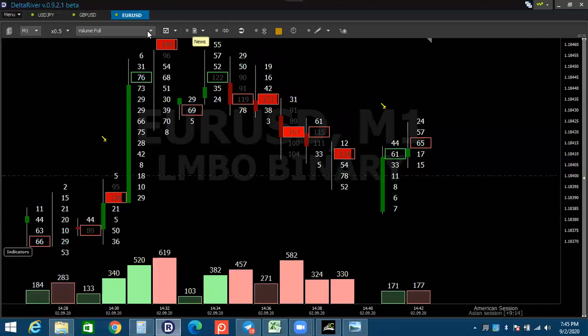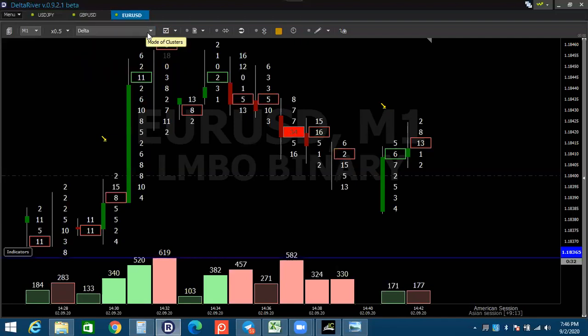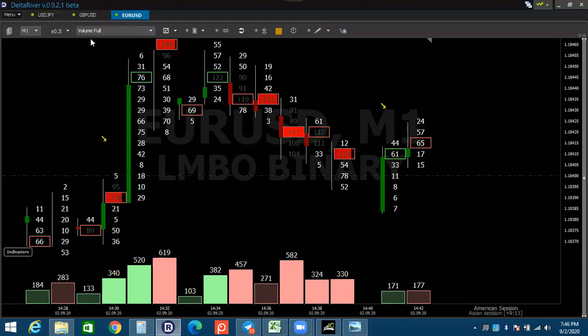And in this volume full, if you are looking at the full volume, you can apply the full volume. If you want to look at the separate buy and sell volume, then you can apply it here. You will see the buy and sell volume separately, but the template running here is not supporting this one. It only supports this one, full volume. Okay, you can only use the full volume.